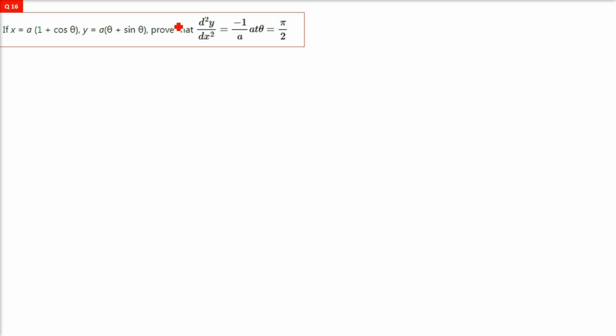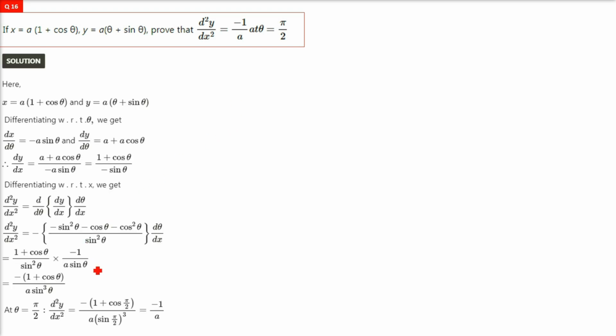So this question is also almost similar to the question we have been doing just now. 2-3 questions we have already covered. Same thing you have to do. I hope you'll be able to solve it. Replace finally by theta equals pi by 2.